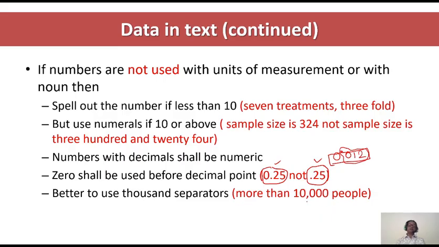So this is 10,000 people. It should be written with separators. When you express them in numerals, or better, express them in numerals, you put a comma in between so that things can be separated. So these are some important things you need to remember when you represent data in the form of text.